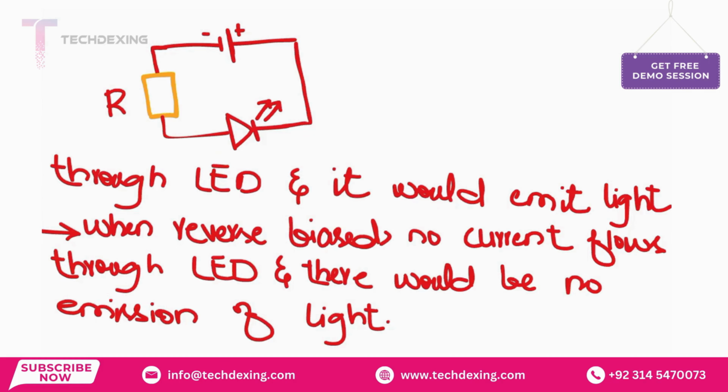If we talk about the reverse biased, as for the semiconductor diode, the light emitting diode would have a lot of resistance. So very small, or you can say no, current would flow through the light emitting diode, and when there is no current flow, there is no light produced by the light emitting diode. Got it?